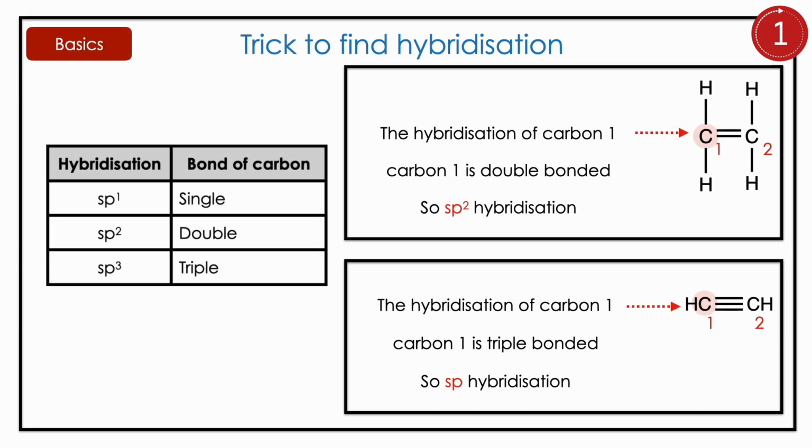Then how do you find hybridization? It is easy. Just look at the bonds. If it is a double bonded carbon, then hybridization is sp2. If carbon is connected with a triple bond, it is sp hybridization. So by looking at the bond, you can find the hybridization easily.